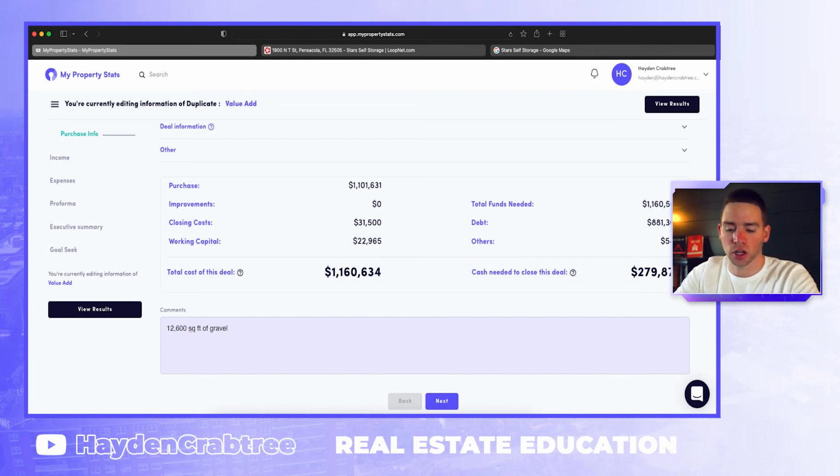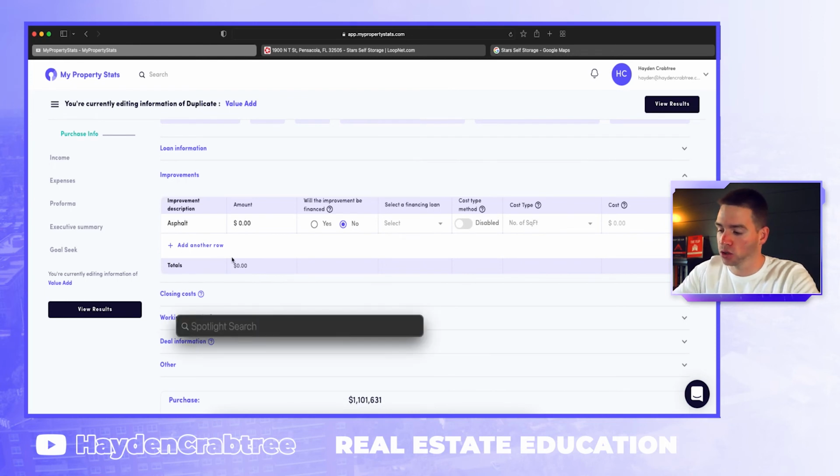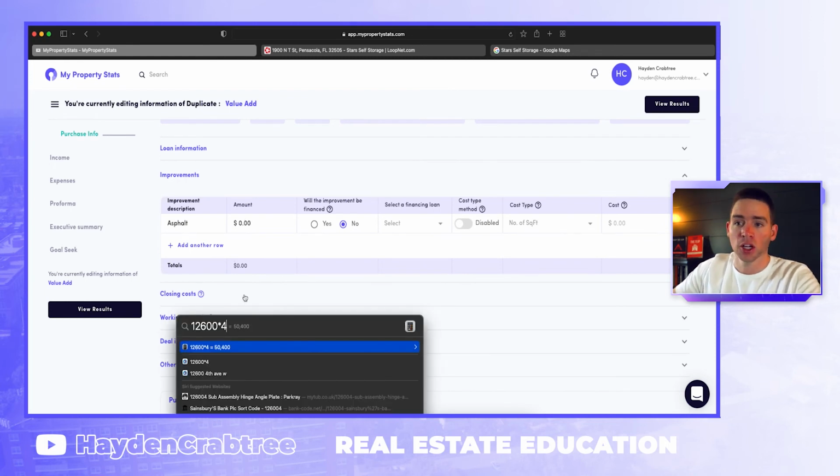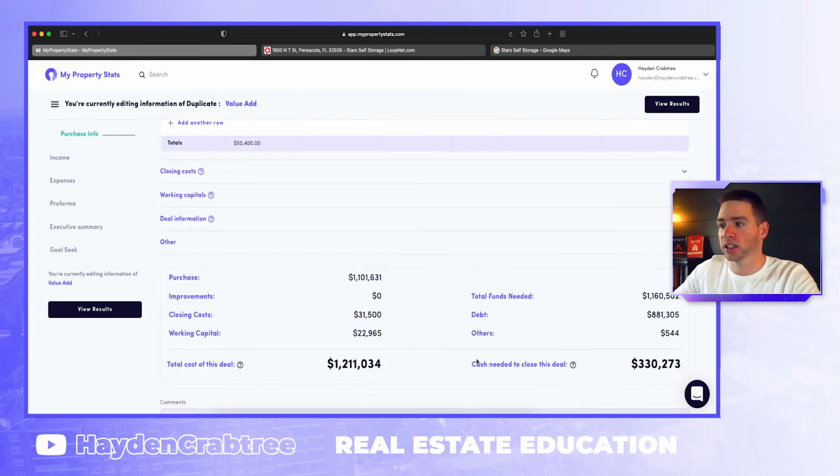Let's say asphalt costs us $4 a foot. So we need to add an improvement up here, right? The improvement needs to be asphalt, and this is going to be 12,600 times 4. So we're going to spend $50,400 on the improvement. That's going to increase our cash.